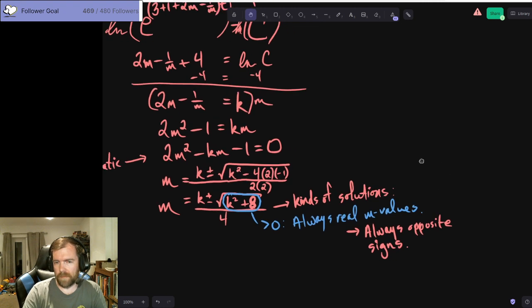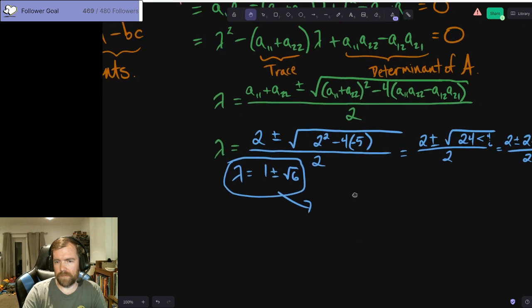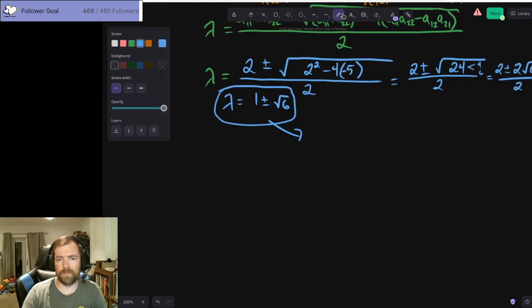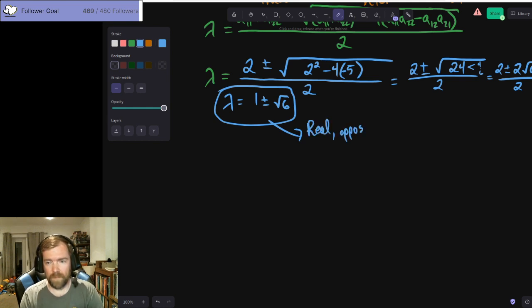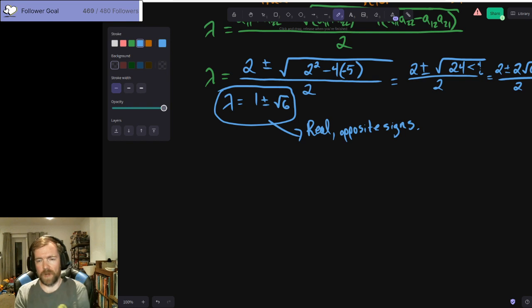We did get real eigenvalues here, or real lambdas. And we did get a positive and negative, because the magnitude of square root 6 is bigger than the magnitude of 1. Right, so we got real and opposite signs for our two possible solutions. Again, the relationship that we found still holds from before, so that's looking promising.